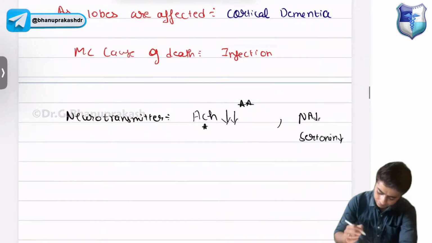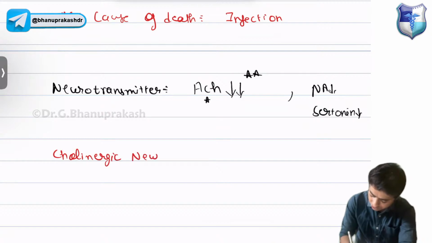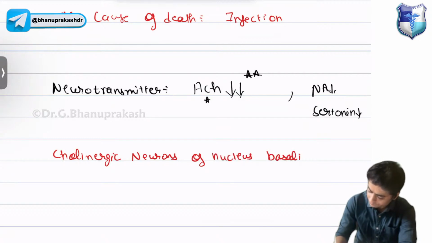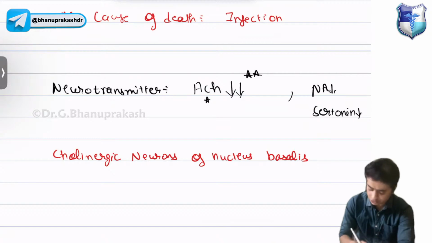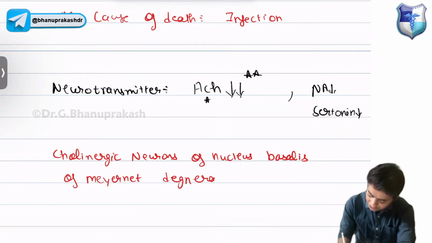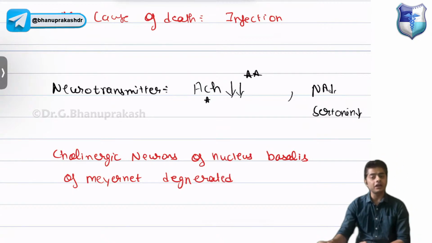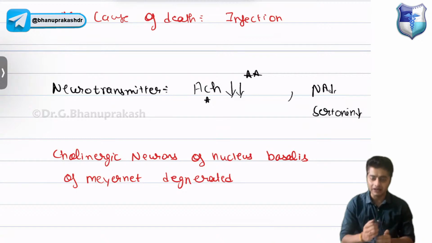Because in this disease, the cholinergic neurons of the nucleus basalis of Meynert are degenerated. That's why we have to put this patient on a cholinesterase inhibitor, because when you give a cholinesterase inhibitor, acetylcholine will increase.